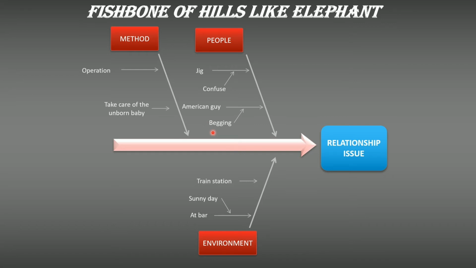The method that I think can be used to solve the problem is either to have the operation or Jig needs to continue her pregnancy. The environment also includes the bar, the place where they were waiting for the train on a sunny day, and the train station also.